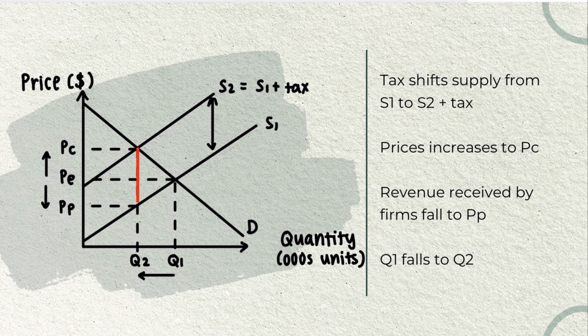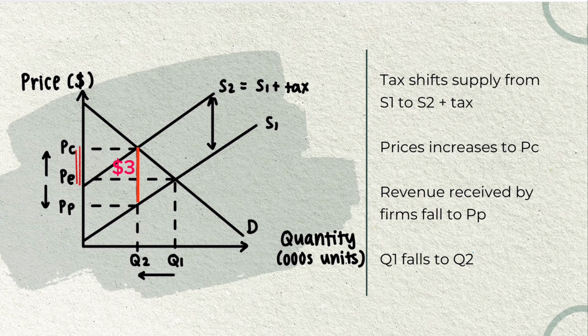As you can see on the diagram, the distance between PE and PC is how much the consumers are going to pay extra. This isn't the full $5 tax which is imposed by the government. So the distance between PE and PP is the portion of tax that the producer needs to pay to the government, and this will be reflected in its revenues. So in my hypothetical case, the consumers are paying an additional, let's say, $3 per unit, and the producers are paying an additional $2 per unit, which means that the $5 tax is split between consumers and producers.